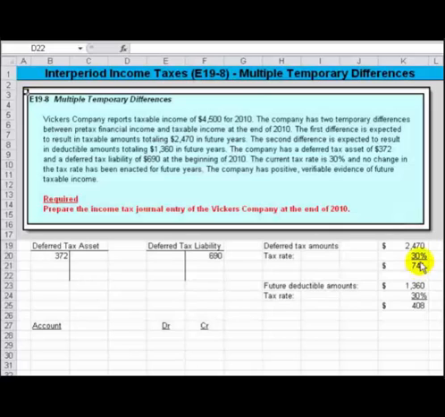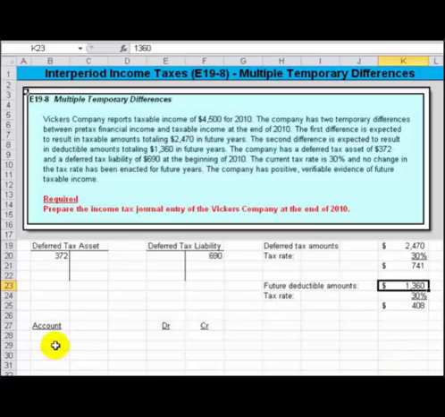Okay, so what I did is I staged this problem so we can make some sense out of it and follow the logic clearly. We've got a deferred asset on our books of $372. Show that as a debit. The deferred tax liability is $690. That's given. And they tell us we've got deferred tax amounts of $2,470 and future deductible amounts of $1,360.